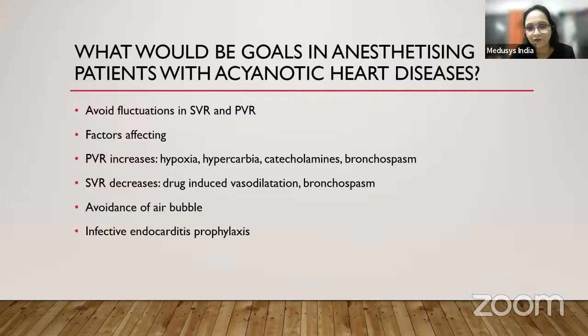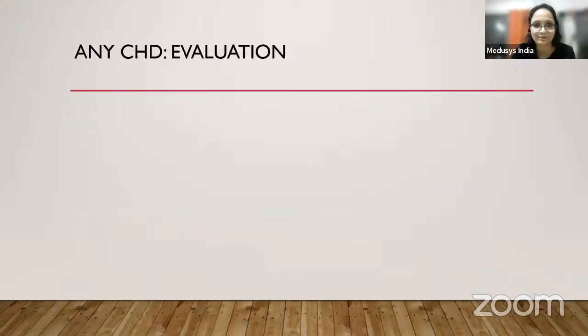Okay. And we have already discussed the factors which affect PVR, like SVR being decreased because of anesthetic drug-induced vasodilation, and bronchospasm. Okay, so infective endocarditis prophylaxis I have put here, but it matters definitely more in patients with cyanotic heart disease. And avoidance of air bubbles also, as the paradoxical embolism risk is more in cyanotics, but in any congenital heart disease, we try to avoid air bubbles in our IV circulation.